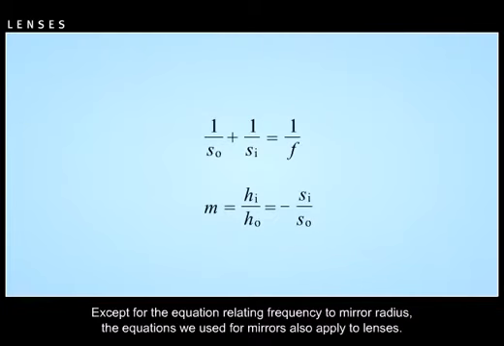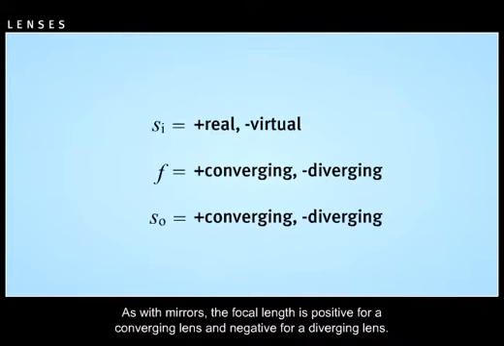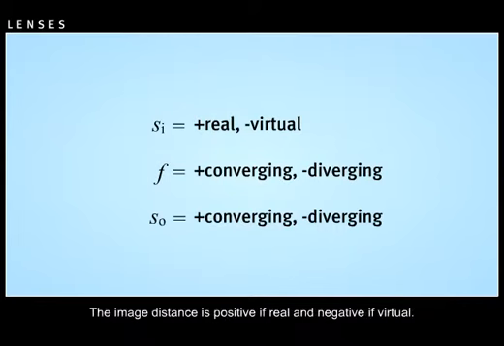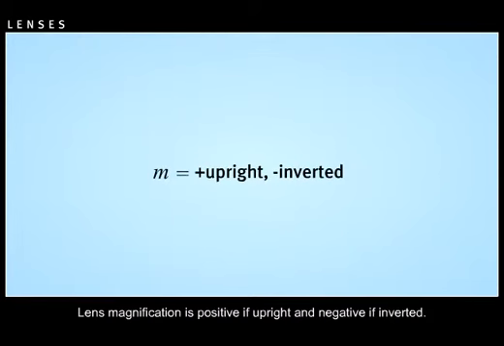Except for the equation relating focal length to mirror radius, the equations we use for mirrors also apply to lenses. As with mirrors, the focal length is positive for a converging lens and negative for a diverging lens. The image distance is positive if real and negative if virtual. The object distance is almost always positive.